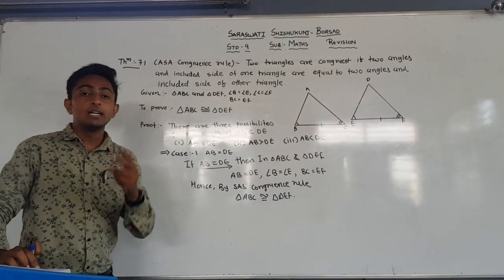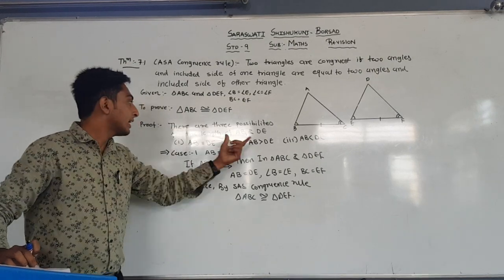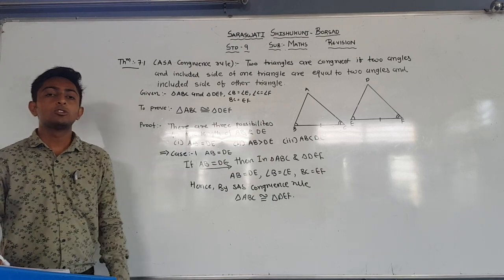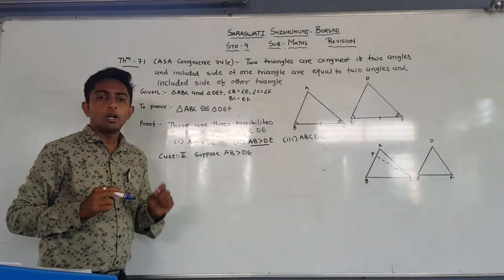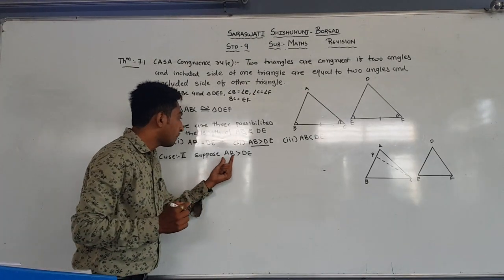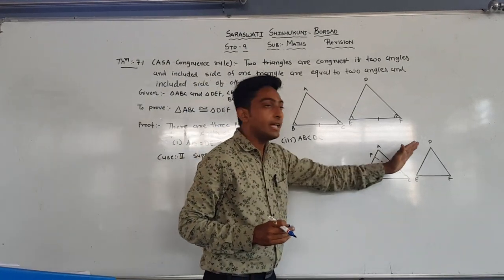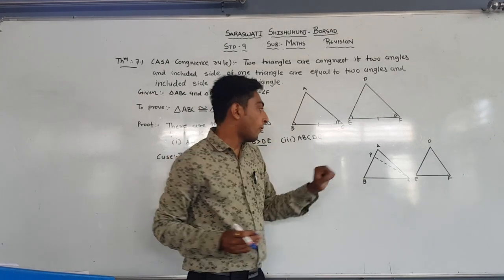Now let us see the other case. The other case is AB greater than DE. Let us see case 2. Now let us discuss case 2. Suppose AB is greater than DE. What will happen? That means I am taking a point P.